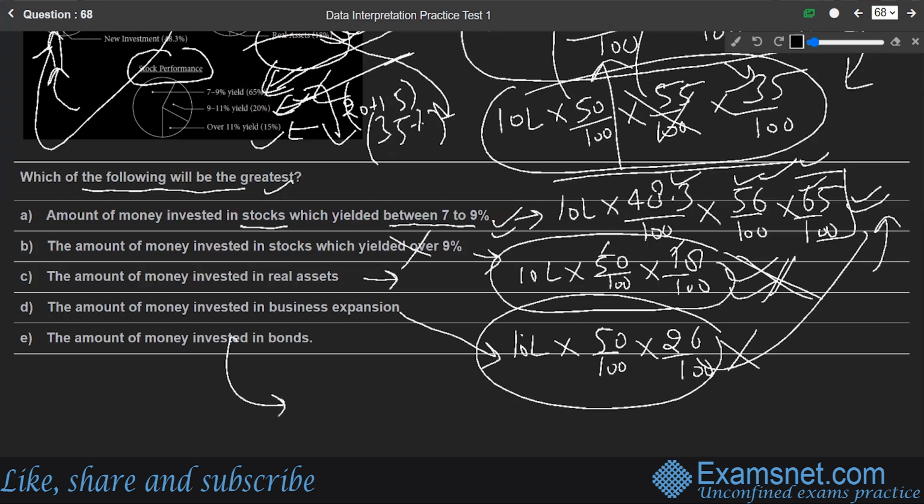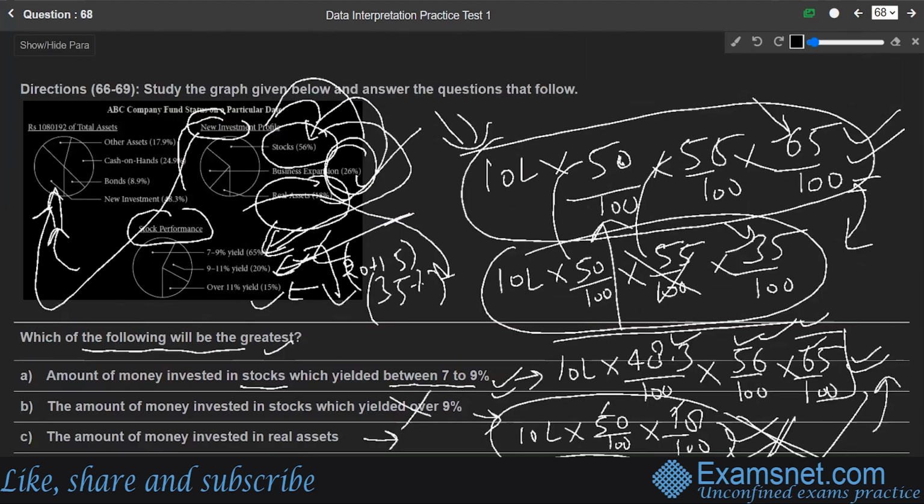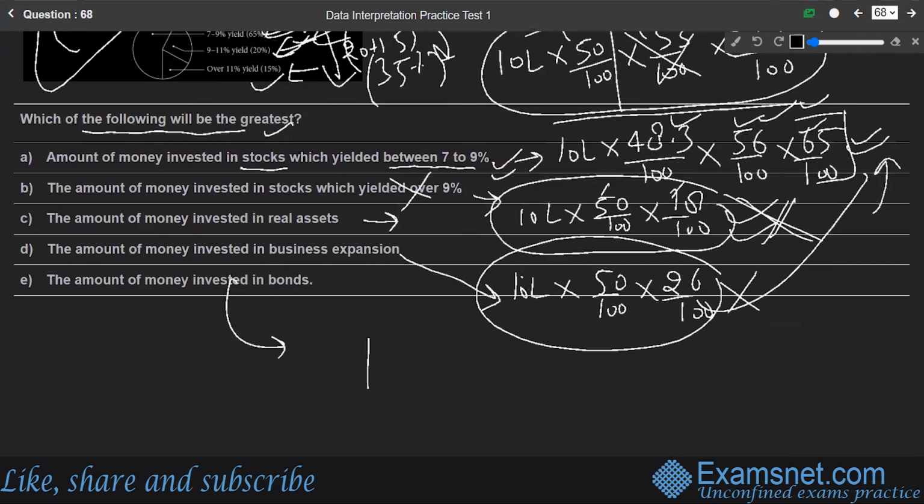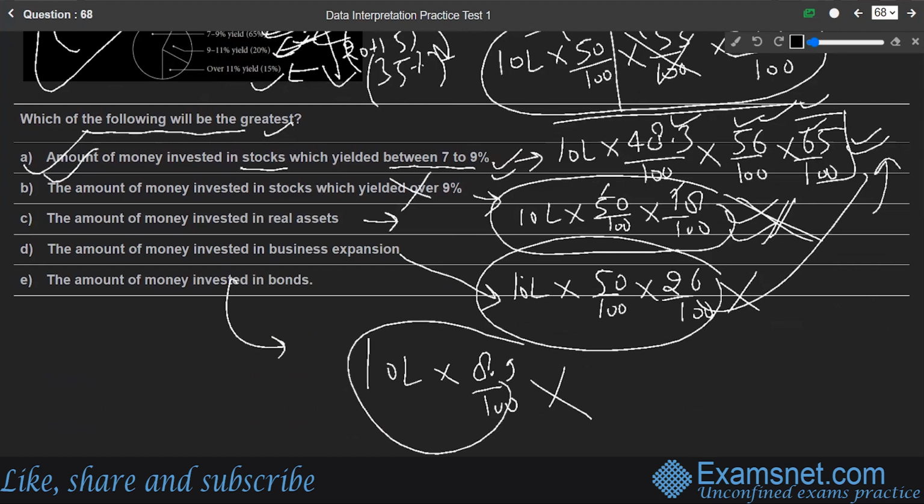Amount of money invested in bonds. What is the amount of money invested in bonds? Bond value is 8.9% of 10 lakh rupees. So if you see this, 10 lakh rupees, 8.9 by 100. Clearly this again seems to be shorter than the first one. So clearly the amount invested for the first one is very high, and that becomes our right answer. Option A is the right answer for us.